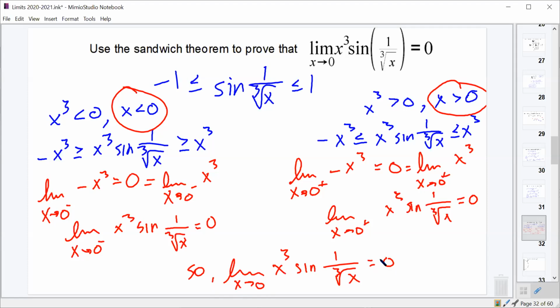Everybody good with that? It's a little bit tedious to have to go through all of that to just get 0, but that's the work that would need to be shown because there's two separate cases. Anybody have any questions on that one or any of the other ones we've done today?